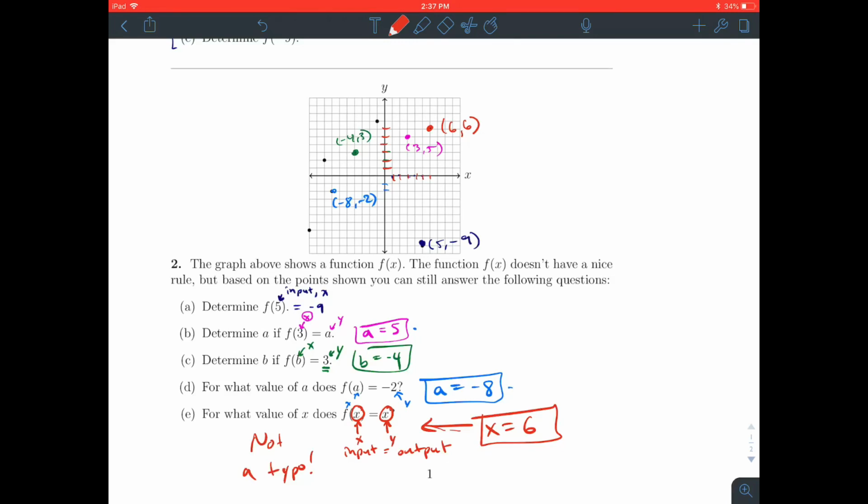So when you see a problem like this, it can be a little hard to decipher, but because we want the input and the output to be the same, this is the only place where that occurs.